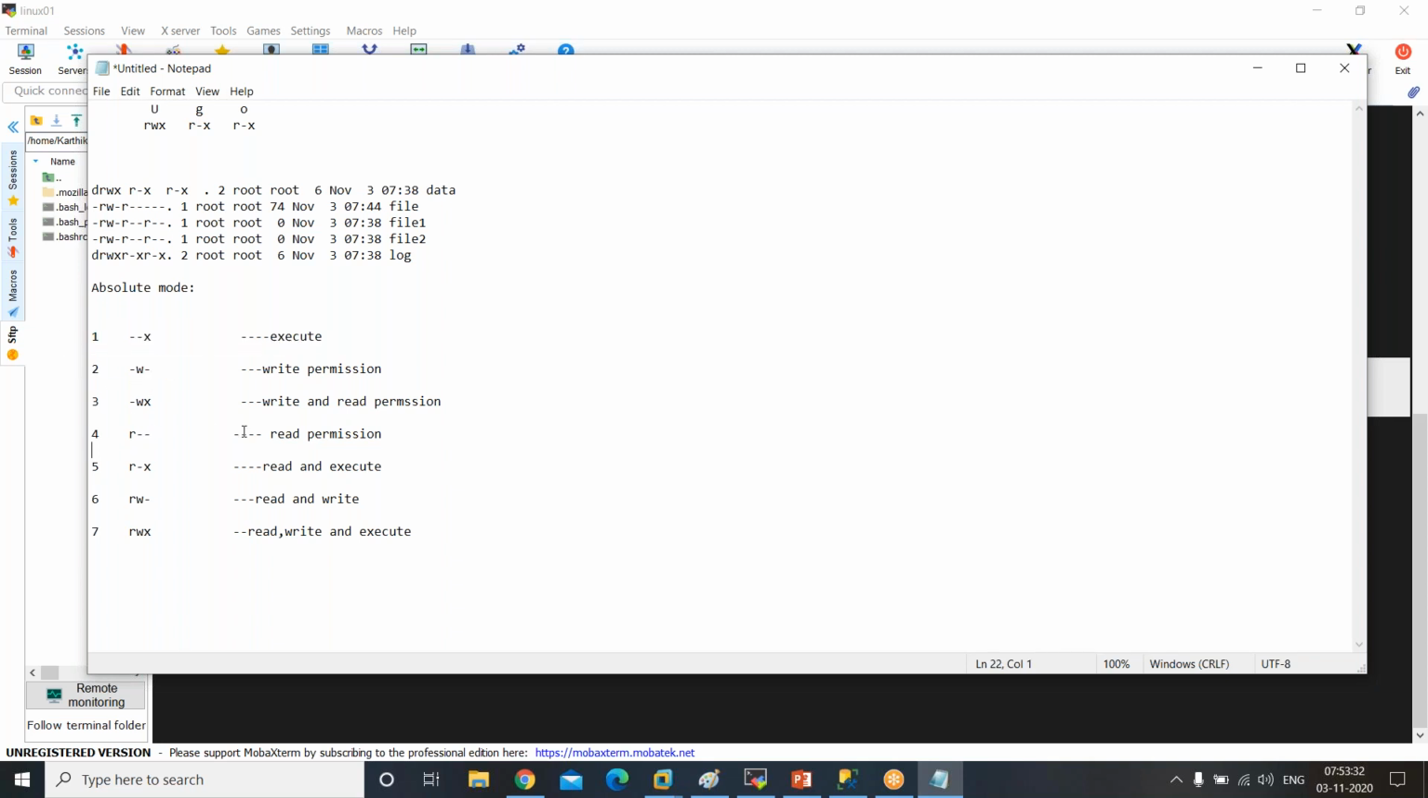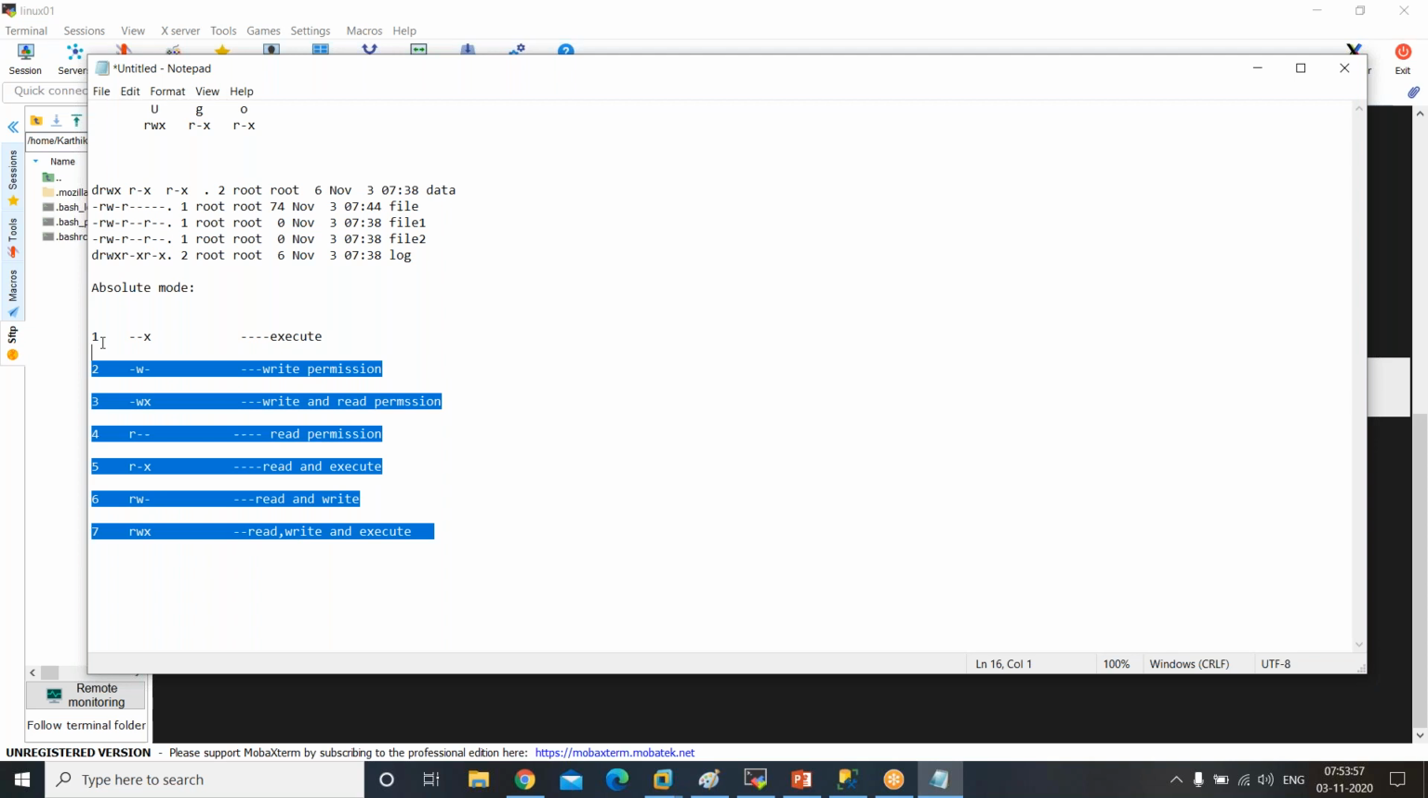1, 2, 4. What are the individual permissions making 5? 1 plus 4. See, 2 plus 4, 6 it is becoming. So what is making 5 is the individual permissions 4 plus 1. That's why read and execute. 4 is only read permission anyway. What is 6? Individual permissions making 6: read plus write. So you have to understand this way. It will become easy for you to understand this way.